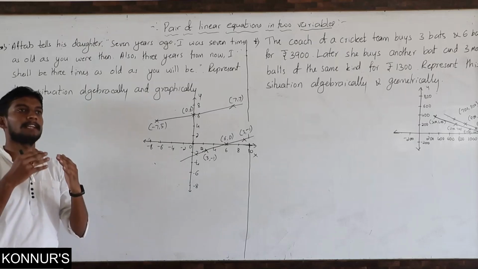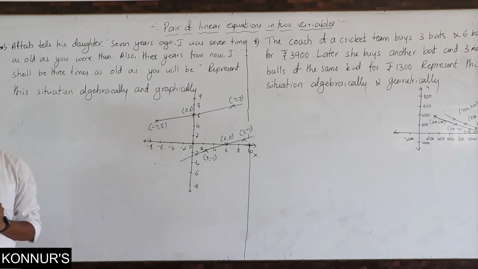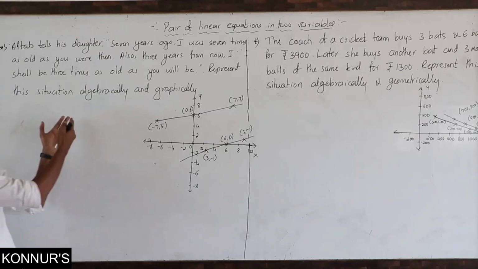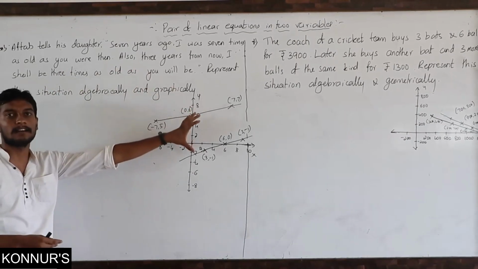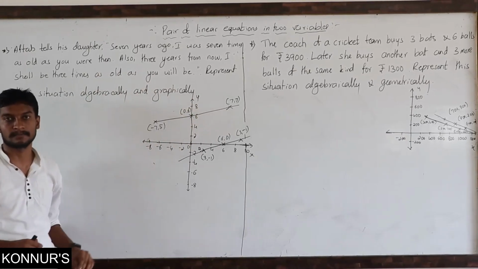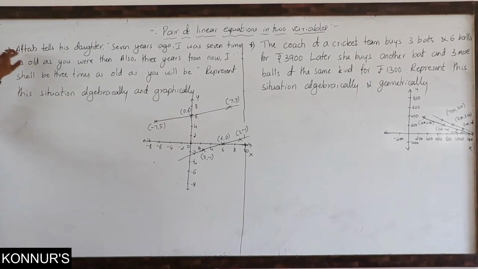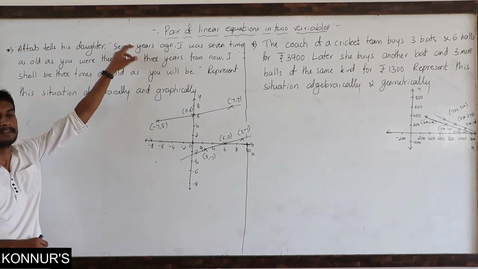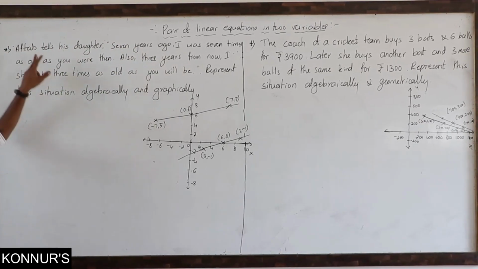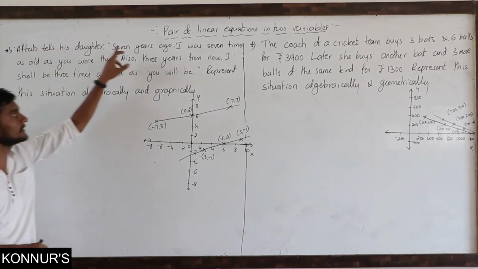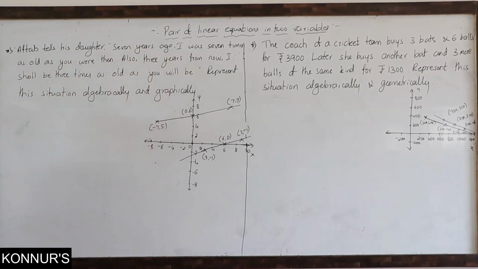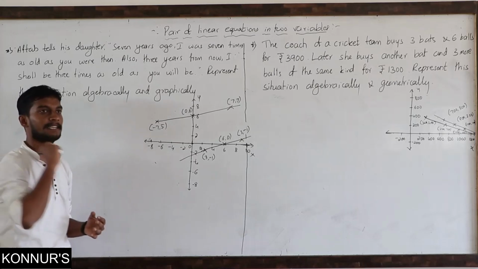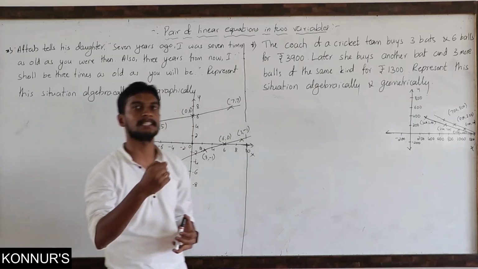After forming a linear equation, that is nothing but the algebraic method, and after converting that statement to a linear equation, next we have to plot the graph for those linear equations. The question is, Aftab tells his daughter. Here we have two members, one is Aftab, another is his daughter. We don't know the age of both of them. So let us consider Aftab's age as x and his daughter's age as y.